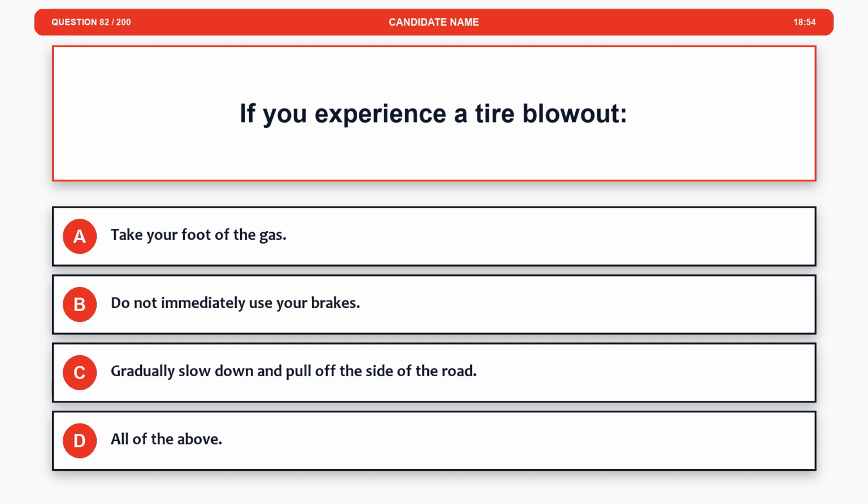Question 82. If you experience a tire blowout: option A, take your foot off the gas. Option B, do not immediately use your brakes. Option C, gradually slow down and pull off the side of the road. Option D, all of the above.